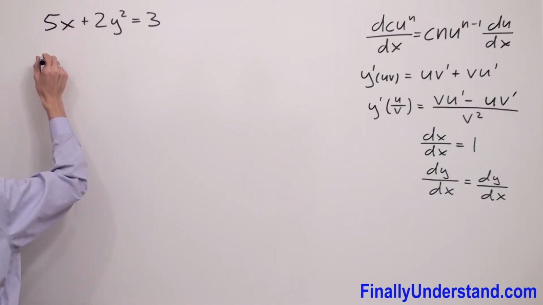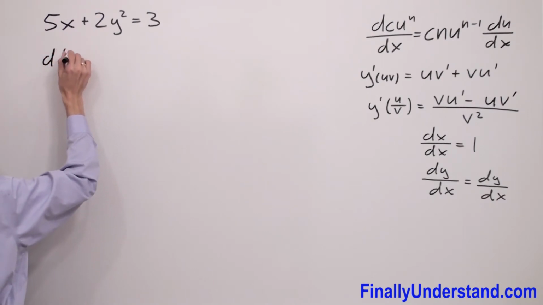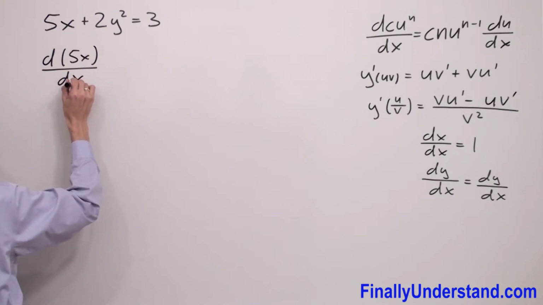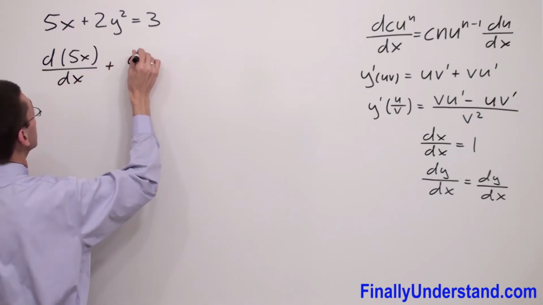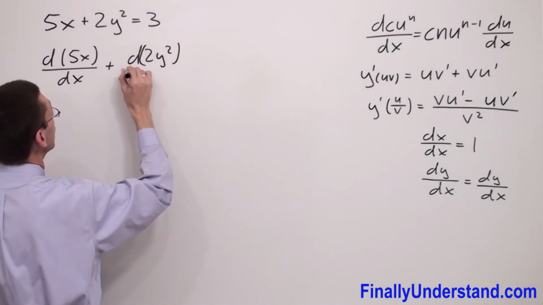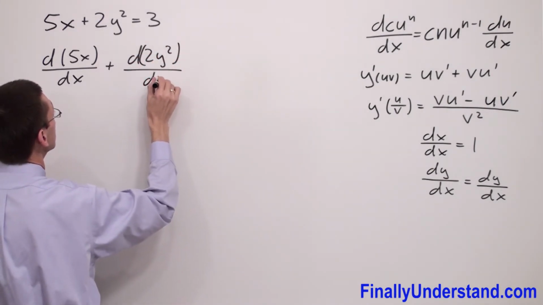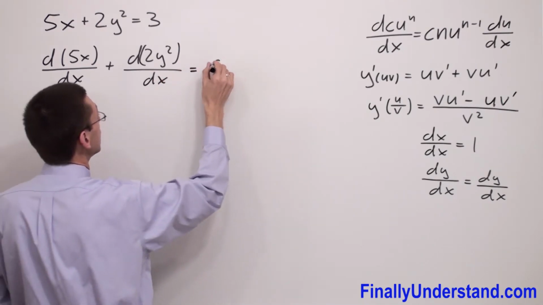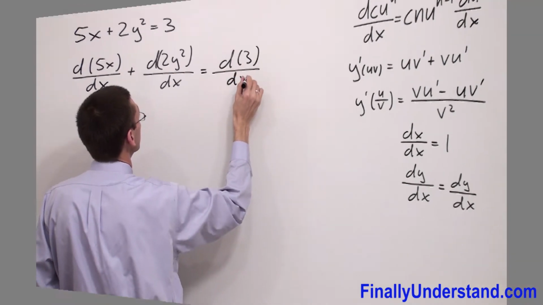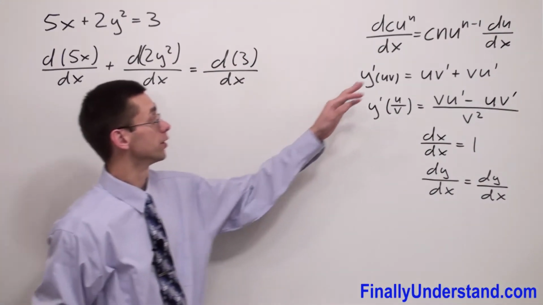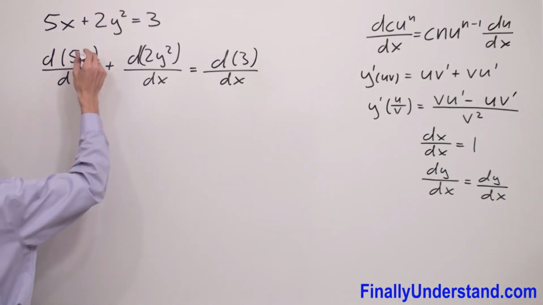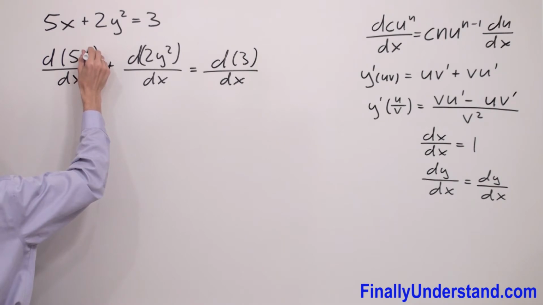So I have the derivative of 5x over dx plus the derivative of 2y squared with respect to x is equal to the derivative of 3 with respect to x. Next, we're supposed to use this formula again. So let me remind you that anytime there is no power, there is always an invisible 1.